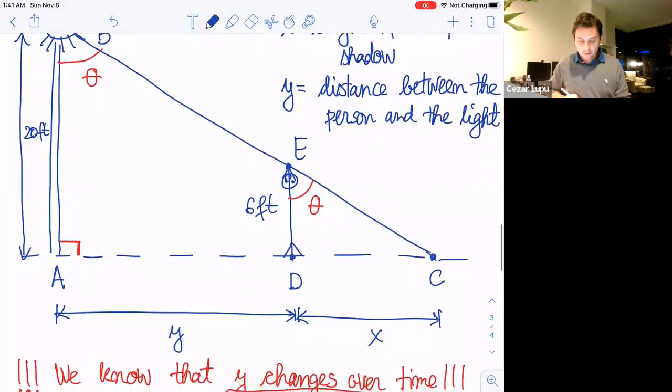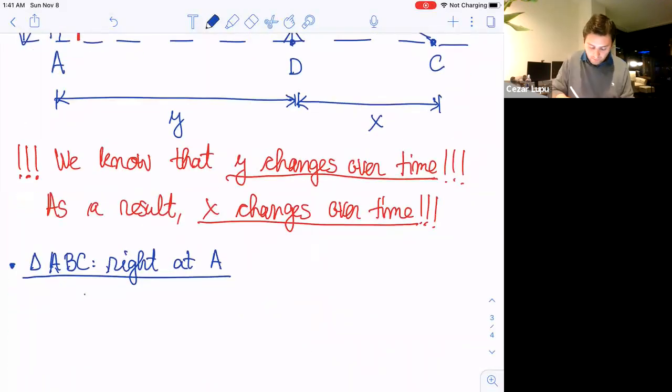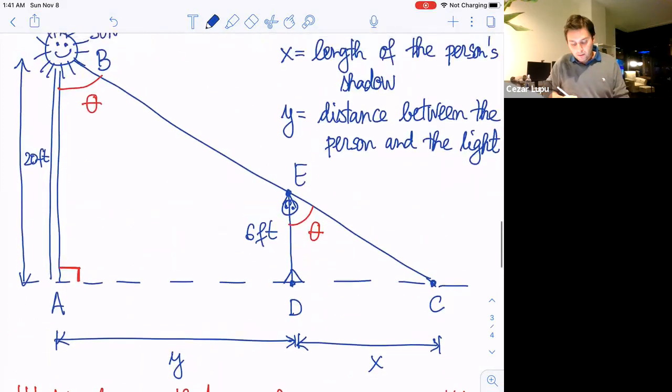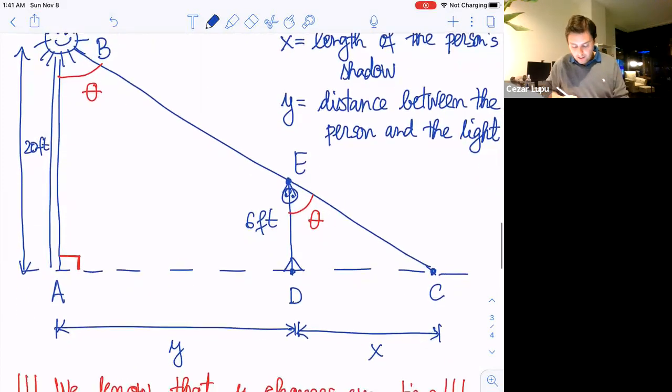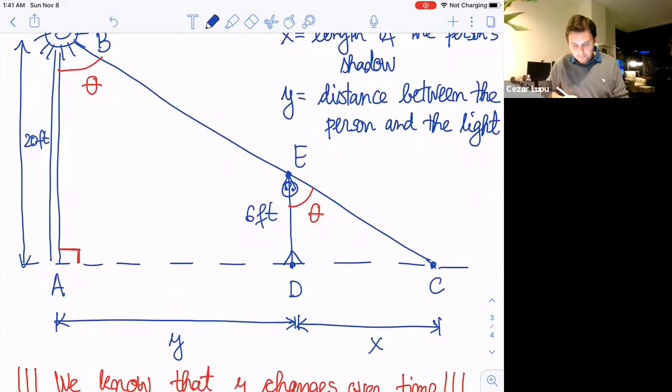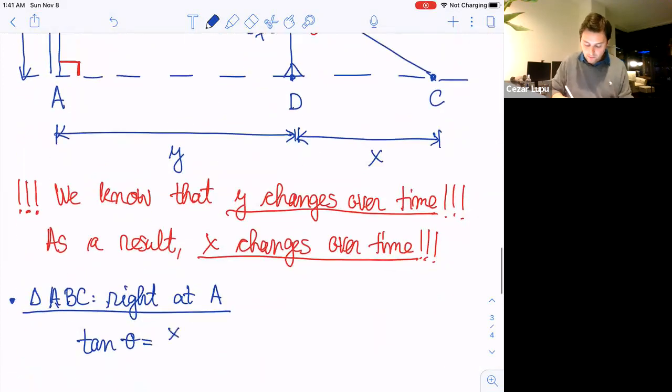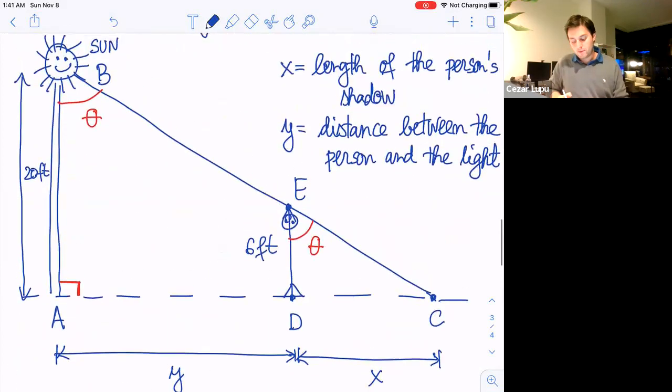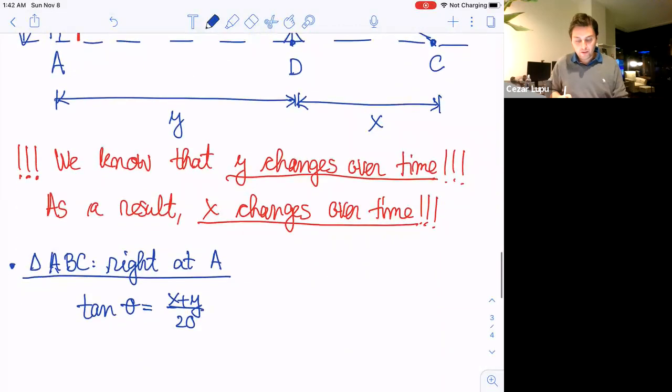Okay, so let's just write this. So tangent of theta, we're looking at this big triangle. So we have that tangent of theta will be what? Well, tangent of theta will be x plus y over 20, right? You know, it's the opposite leg over the adjacent leg, right? That's the tangent. The adjacent leg is the distance from A to B from the sun, right? And this will be 20 feet. So we have this relation.